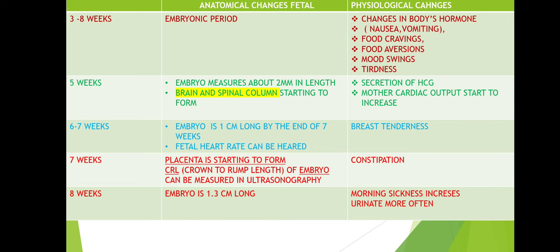Physiological changes: secretion of hCG. What is hCG? hCG is human chorionic gonadotrophic hormone. It appears in the blood and urine of the pregnant woman as early as 10 days after conception, and by hCG you can detect the age of the fetus. Then the mother's cardiac output starts to increase. At 6 to 7 weeks the embryo is 1 centimeter long. By the end of 7 weeks the fetal heart rate can be heard.